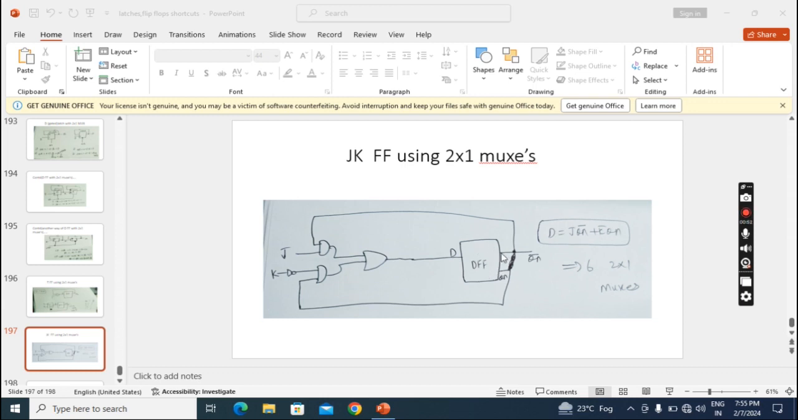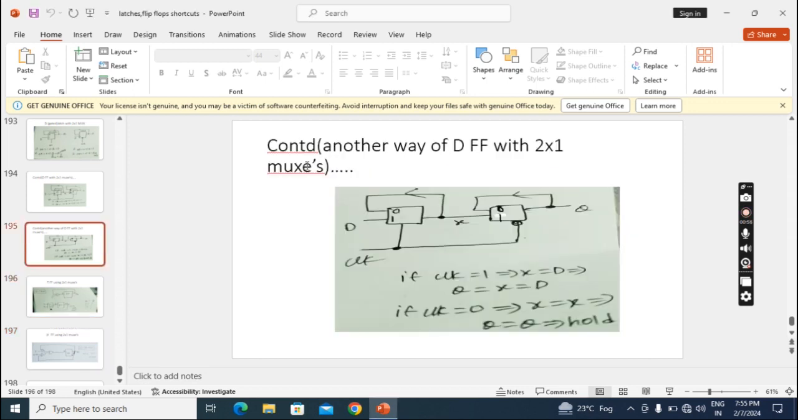This box contains 2 2 by 1 multiplexers because we know how to implement D. So this is the D, and that whole box indicates this diagram.